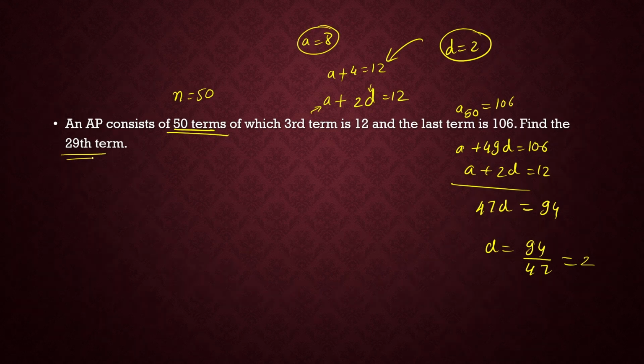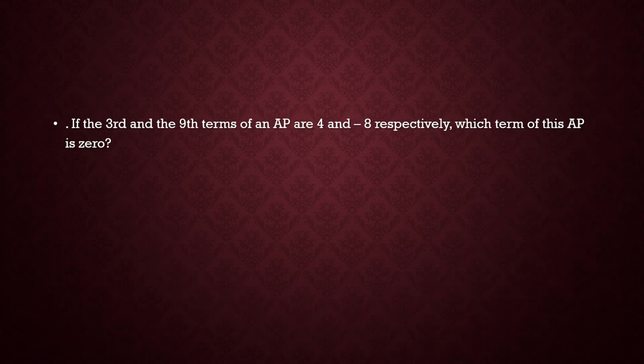They are asking you to find the 29th term. So A29 is nothing but A plus 28D. So that is equal to how much? Oh, you have to find that out. Sorry. So what is the value of your A? It's equal to 8. And 28 into D value is 2. You can solve this by yourself. That's it. A very simple question. Next question.